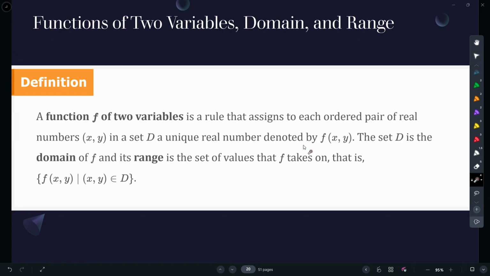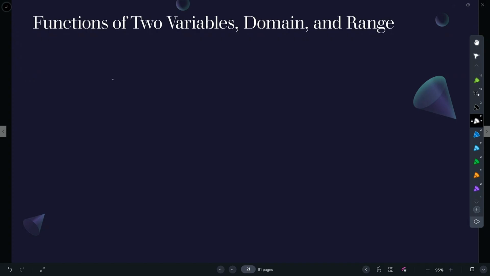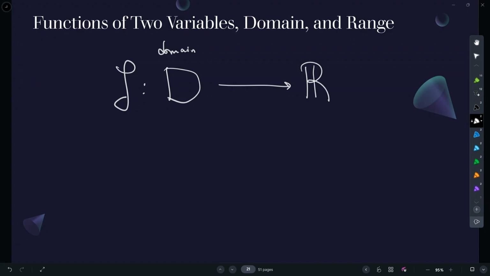So for us, we're going to start with the functions of two variables. So a function of two variables will be a rule that assigns to each ordered pair of real numbers in a set D a unique real number denoted by f of x, y. And then that function will take some values. It doesn't have to take all the possible values in the real numbers. So we usually write this as follows. So in math, we write these functions f. They are functions that take values in the domain, and they give you values in the real numbers.